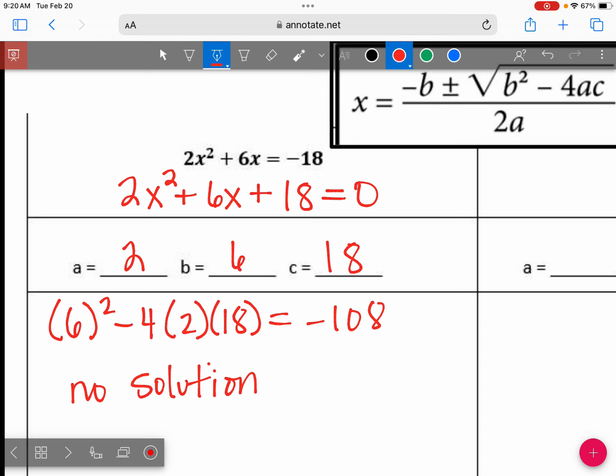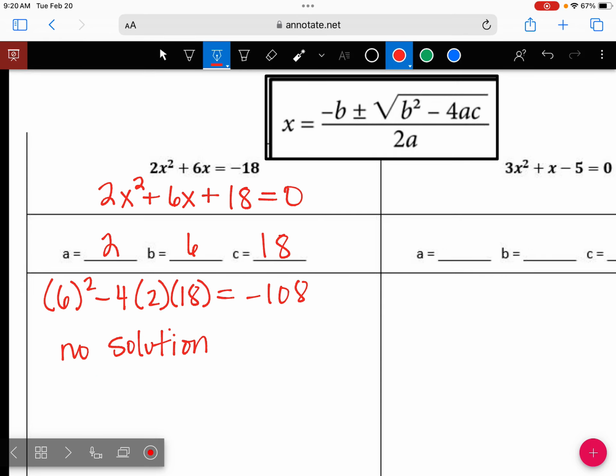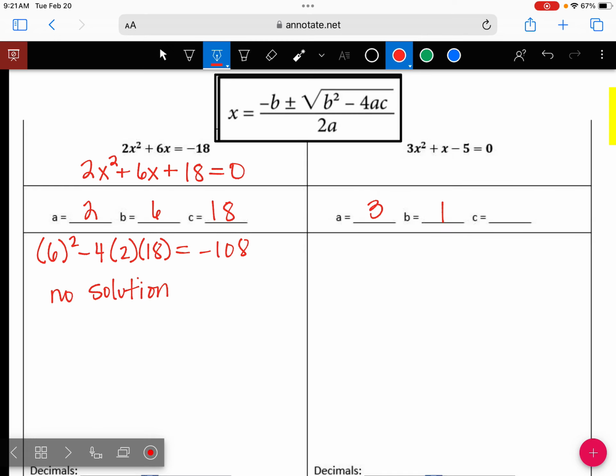All right, I didn't realize that one was so easy, so we might as well finish it out and do our last question. This one is already set equal to 0, so A is 3, B is 1, and C is negative 5. Go ahead and find your discriminant, b squared minus 4 times A times C. Take a minute and figure out what you get.